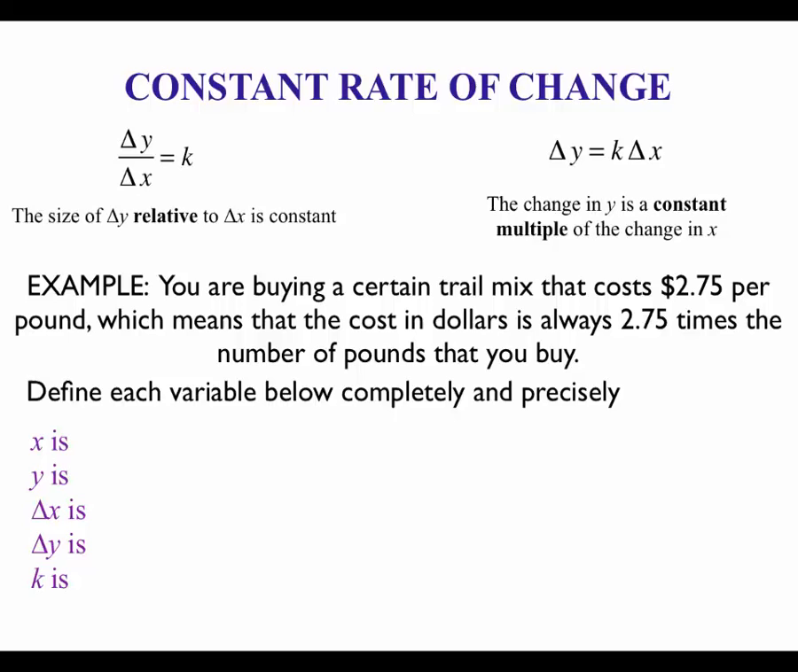K is the cost. K is the 2.75. It's important to have dot output. Right, number of pounds is actually pounds of weight. So number of pounds is y by 1 pound. Price in dollars.